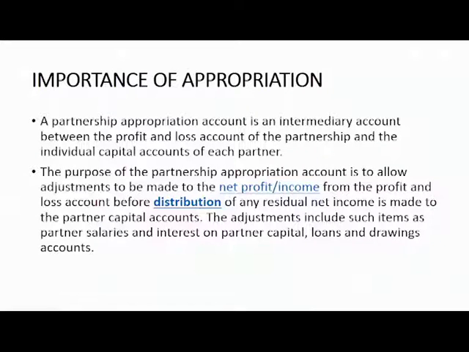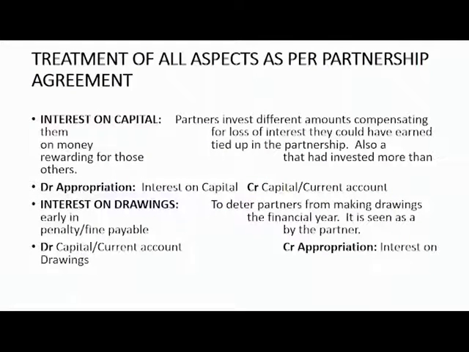These adjustments include partnership salary, interest on capital, partners' capital, loans, and drawings. So this is the treatment of all aspects as per the partnership agreement. Interest on capital: this is when partners have contributed money to their partnership, then they need to get a reward for investing money in this business. Here, we are going to debit interest on capital, and we are going to credit capital. See, capital is increasing on the credit side, according to the accounting rules.